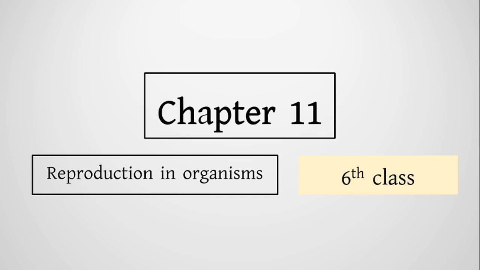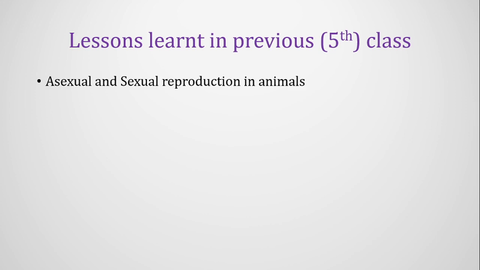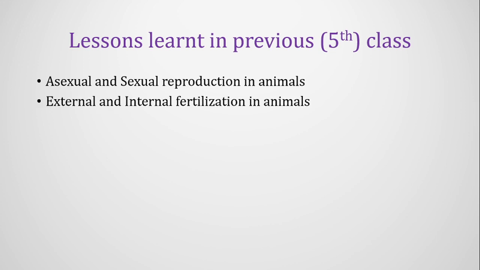Today is the sixth class of Chapter 11, Reproduction in Organisms. In the previous class, the fifth class, we described the asexual reproduction that takes place in lower animals and the sexual reproduction that takes place in higher animals, and the external fertilization that takes place in aquatic animals and the internal fertilization in terrestrial animals.